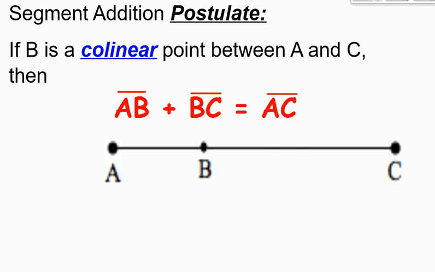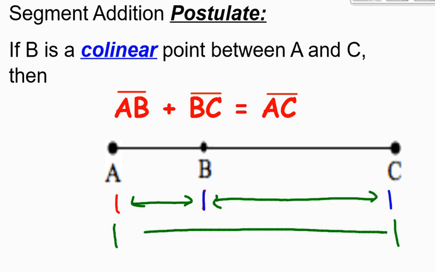The segment addition postulate says that the distance from here to here plus the distance from here to here has to be equal to the overall distance. So this plus this has to equal the whole thing. And that's just common sense. If you take two little things and you add them together, you're going to end up with one big thing. So take a moment. Make sure you write the segment addition postulate in your notes. This part is important.